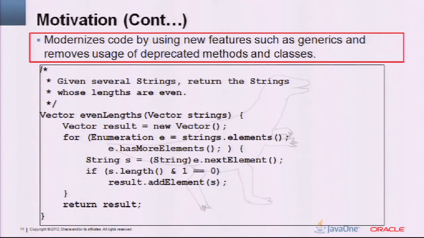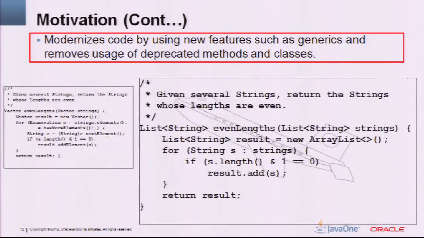So, 10 years ago, in prehistoric times, if you were dealing with a list of strings, then probably you would use a vector to get your strings. Who knows what's there in the vector? You would enumerate through it, you would do casts, and then you would return another vector. Who knows what's there in it?